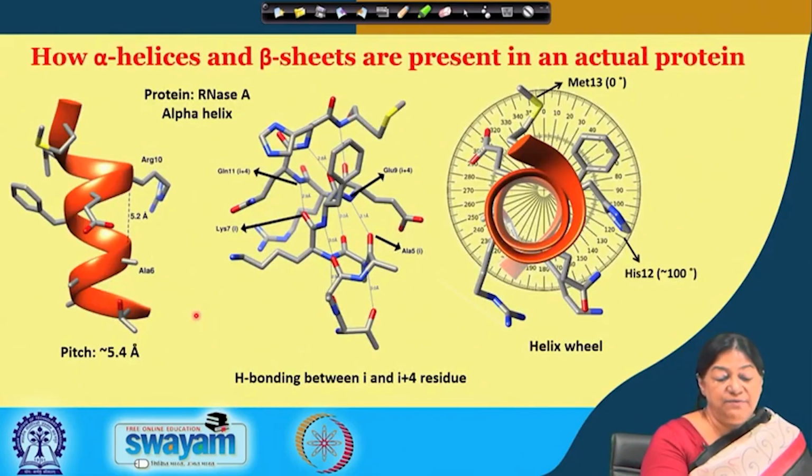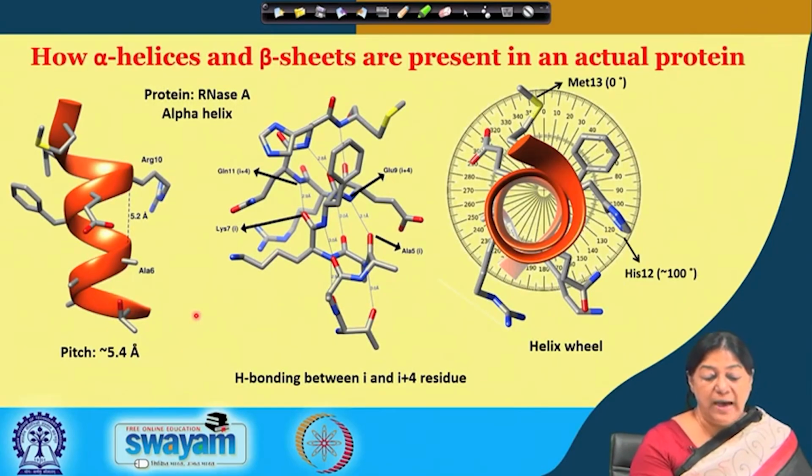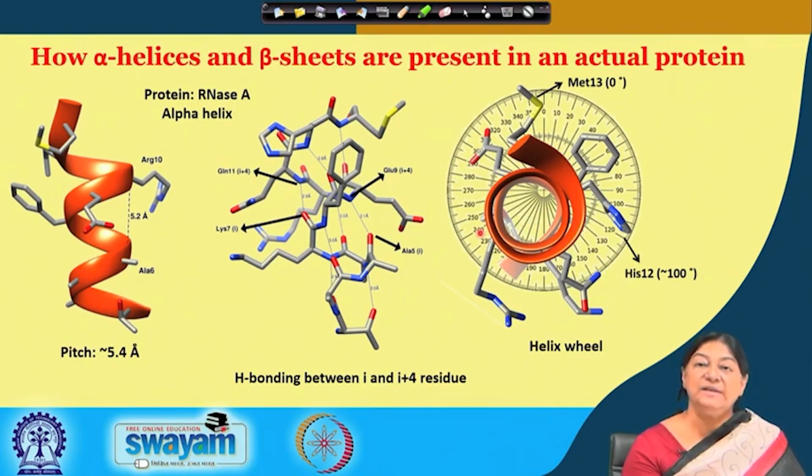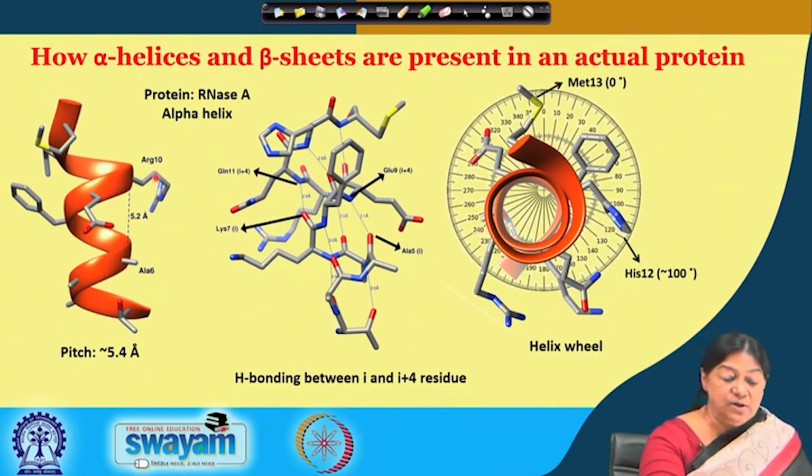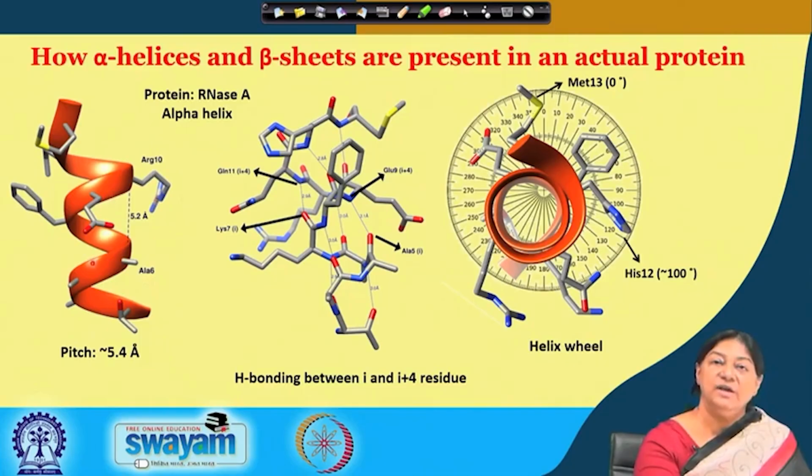So, we have the alpha helix in a protein, we have the hydrogen bonding between an I and an I plus 4 residue represented in an alpha helix, and what is called a helical wheel of an alpha helix. So, this is how we can look at the hydrogen bonding pattern in an alpha helix, and we can also see the side chains of the alpha helix that are protruding out from the axis of the alpha helix.